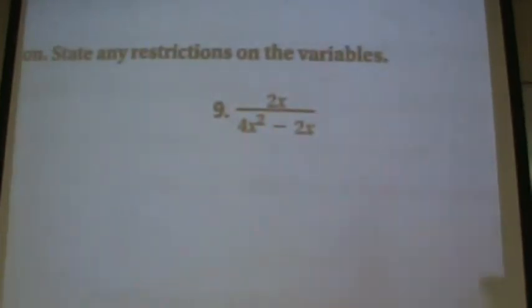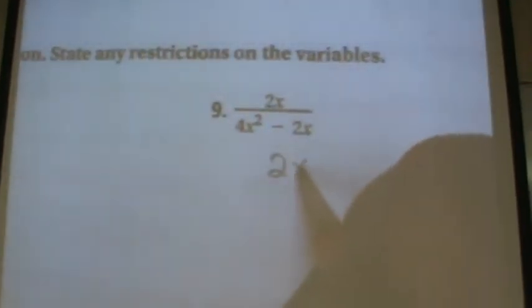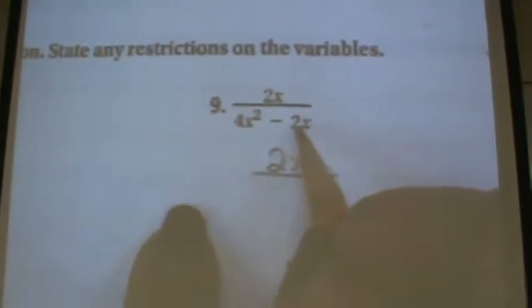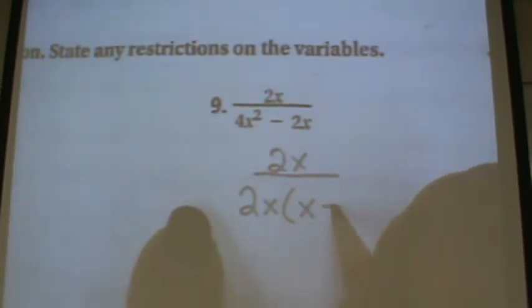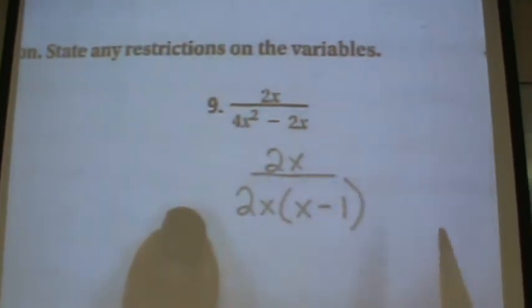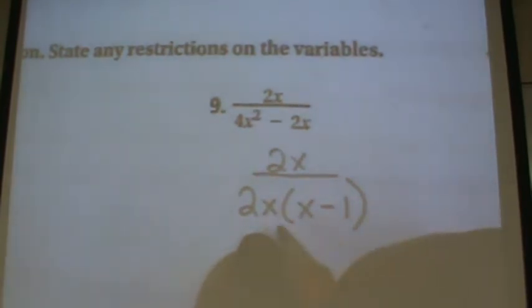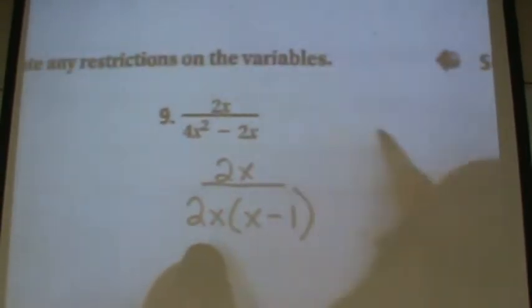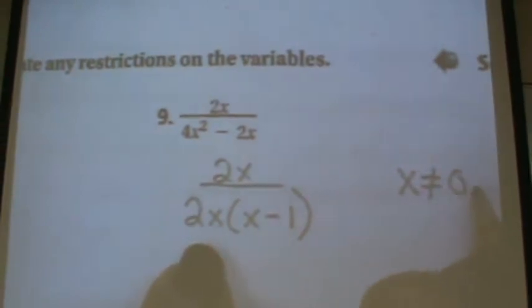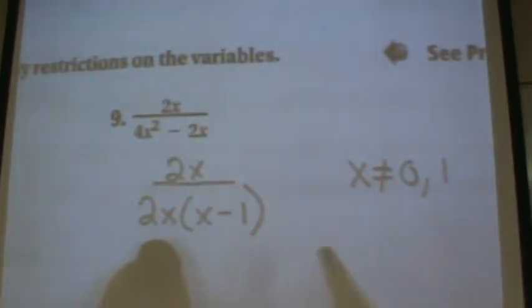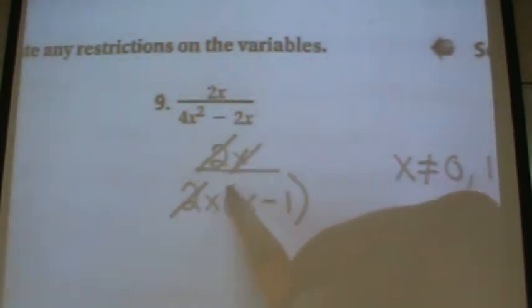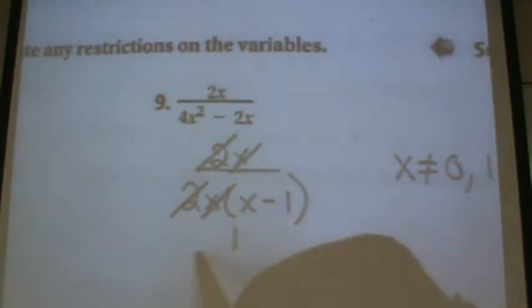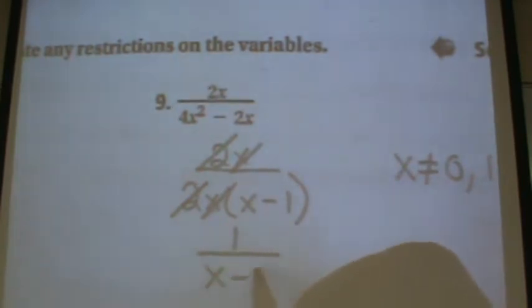Number 9. You have 2x on top. On the bottom, what are you going to pull out? A 2x, and you're left with x minus 1. State the restrictions. What can't x be? 0 and 1. Good job. x can't be 0 or 1. Now what cancels? The 2 and of course the x. So what's left? x minus 1 over x minus 1.